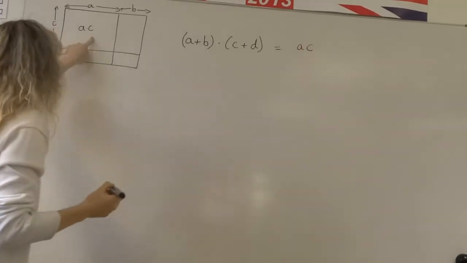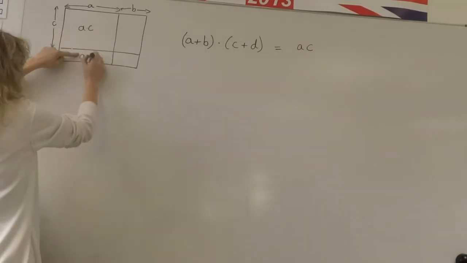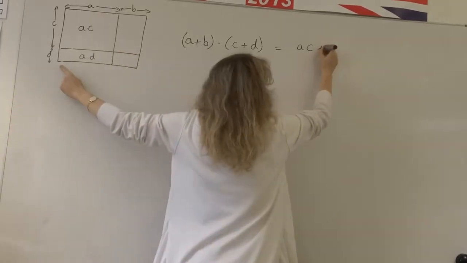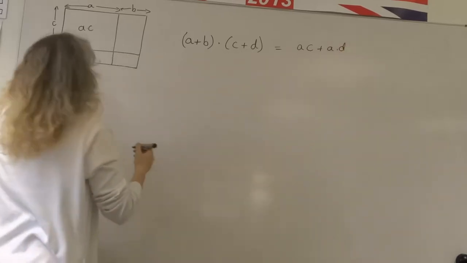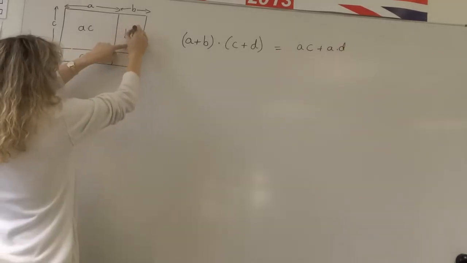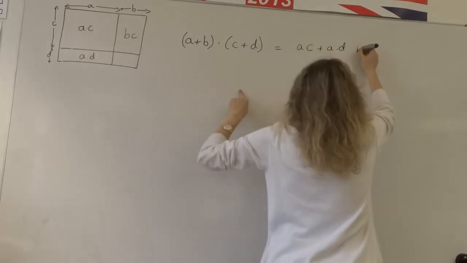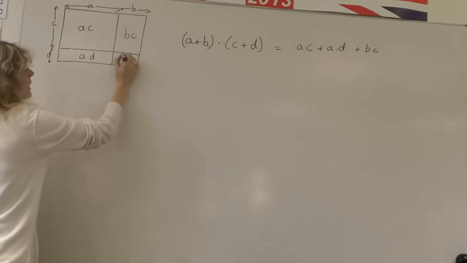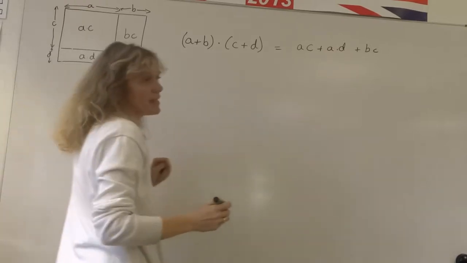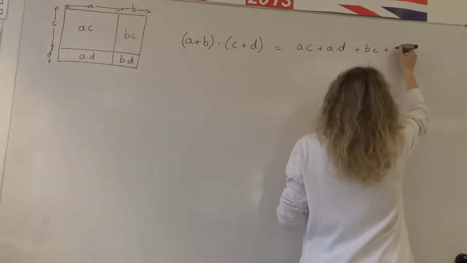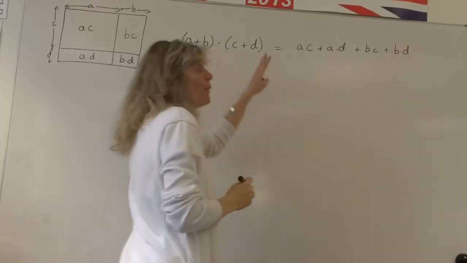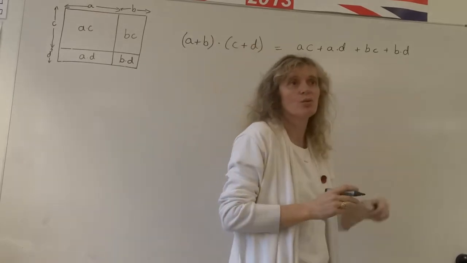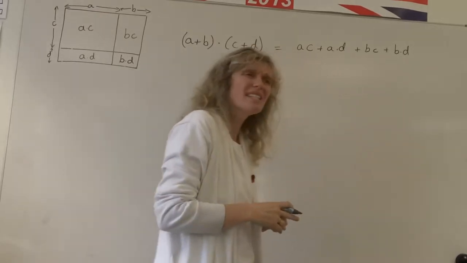this little one here, plus a times d, this is the area of this lower rectangle, plus the area of this rectangle, which is b times c, plus the area of this lower rectangle, which is b times d. So the area of this whole big rectangle is, of course, going to be the area of each of the individual rectangles. What does that mean in maths?